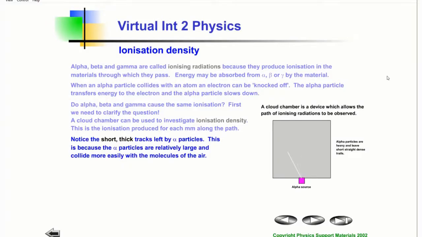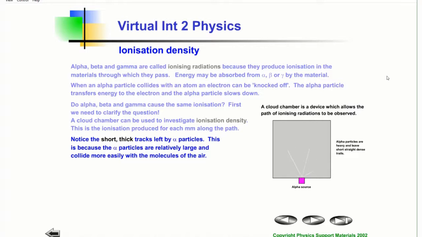Alpha, beta and gamma are called ionizing radiations because they produce ionization in the materials through which they pass. Energy may be absorbed from alpha, beta or gamma by the material, and we saw this in the video of the material by Furry Elephant. When an alpha particle collides with an atom, an electron can be knocked off. The alpha particle transfers energy to the electron and the alpha particle slows down.